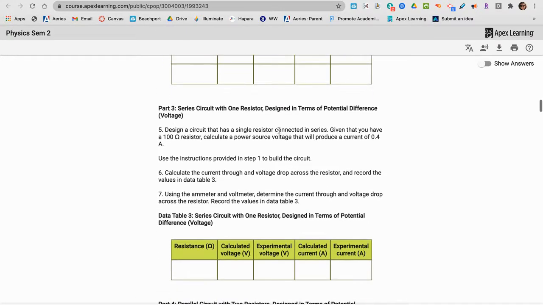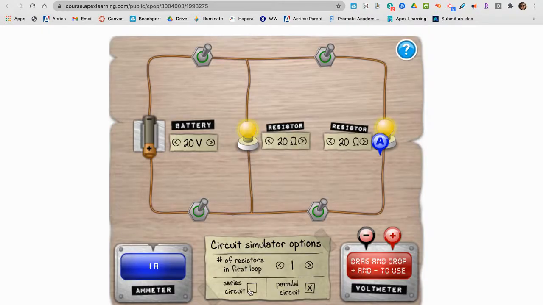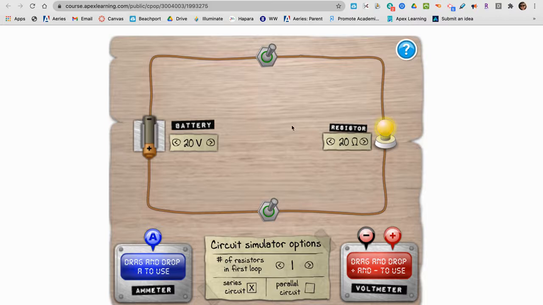All right? Part 3, you want a single resistor in series. This time they tell you what the resistance should be. They tell you what the current should be. You have to figure out what the voltage should be. Okay? So what should I make the voltage so that my 100 ohm resistor has 0.4 amps of current? And you'll go back and you'll do that again here. All right? Single.